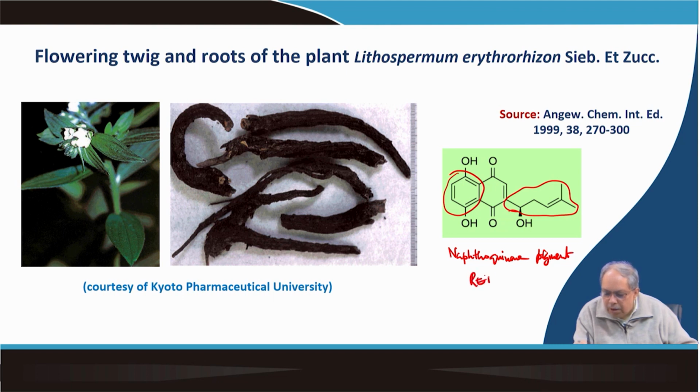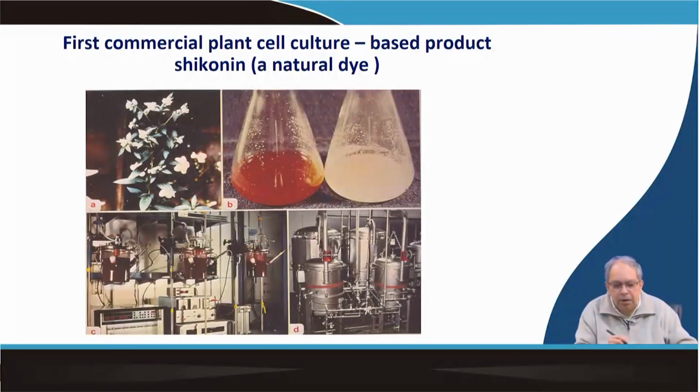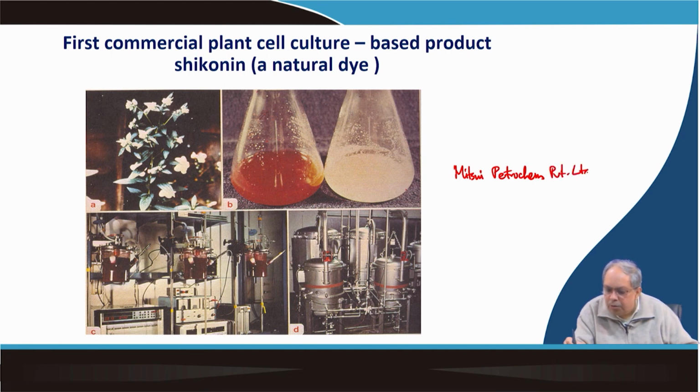It is red in color, accumulated in the roots of Lithospermum erythrorhizon, and I have also shown the shikonin production by Mitsui Petrochemical Industries Private Limited. So, that is the first plant cell culture based product produced by industry.